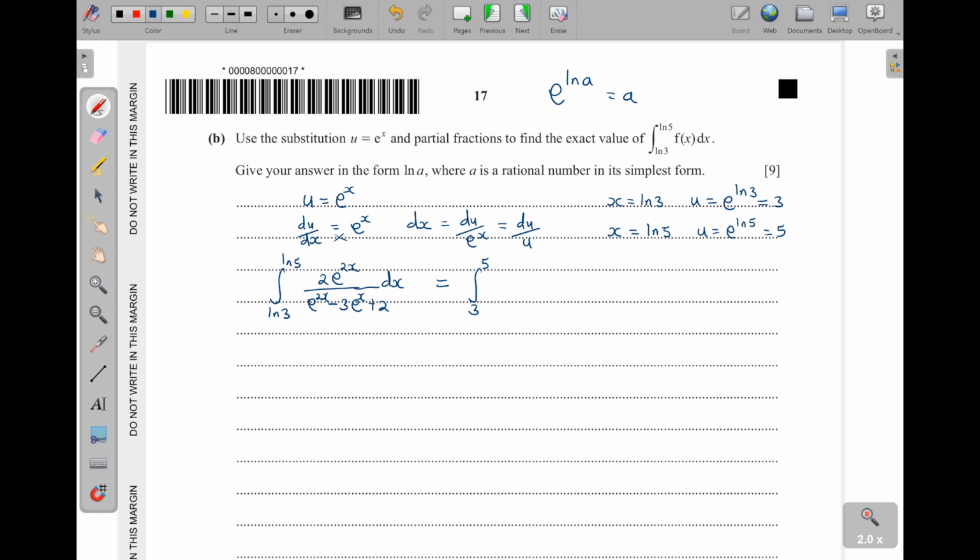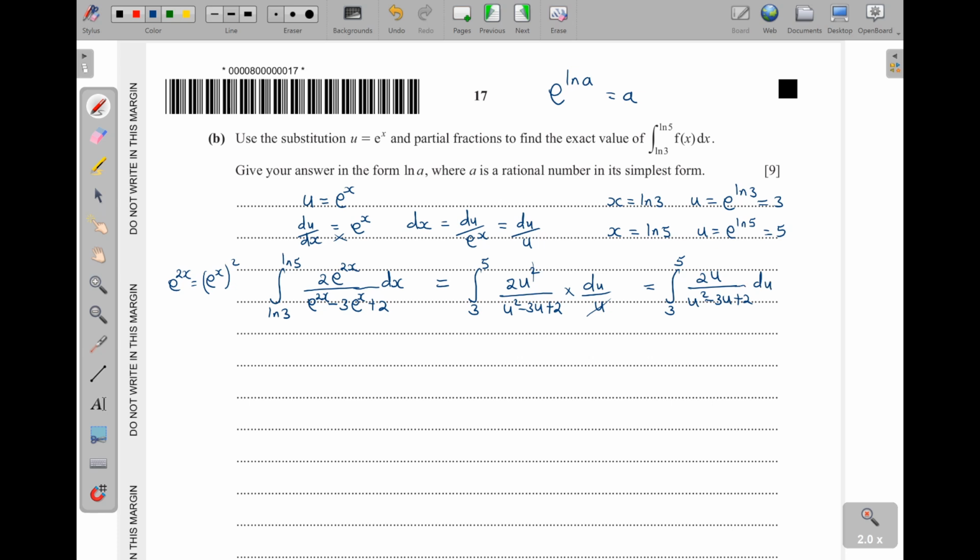Remember, e to the power of 2x is e power x, then what? Squared. So I will have 2u squared, then out of u squared minus 3u plus 2, then times du, then over u. The dx is du over u. Now this u here will reduce this one by 1, and then we get the integral from 3 to 5 of 2u out of u squared minus 3u plus 2, then du.